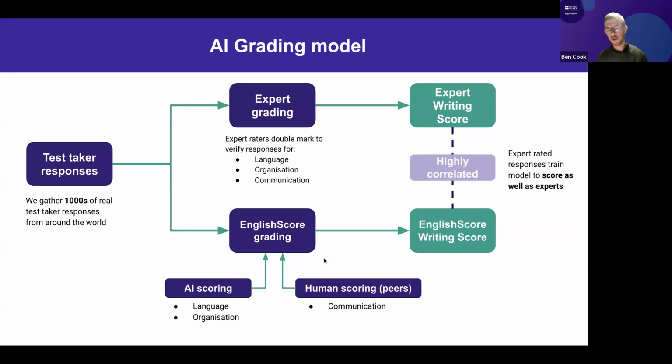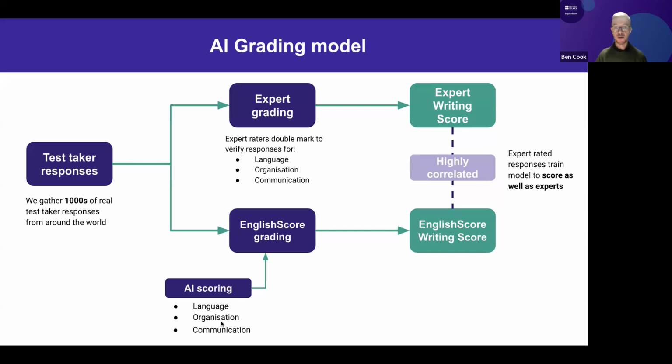Okay. So that's our current model. That's the one we've been using for the last few years. With the changes and removing the peer grading, so that is no longer part of our scoring model, we are now including communication within the AI scoring. Okay. But the principle is the same. We're taking lots of responses. We're asking experts to grade them. We are also using AI to grade them, and we're making sure that these 2 correlate highly.